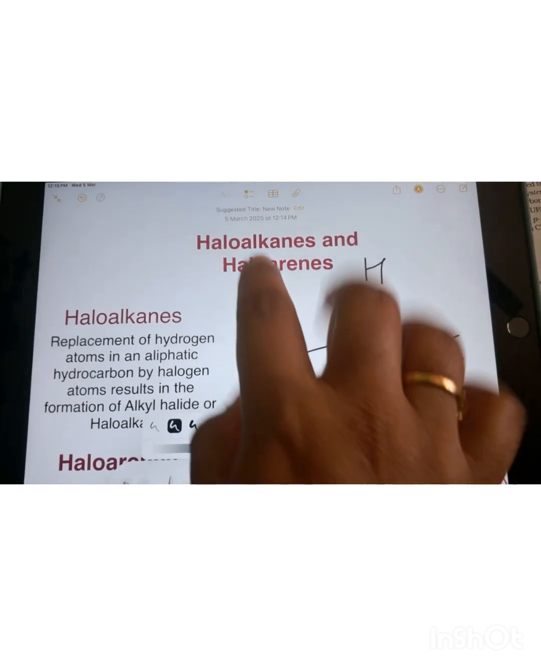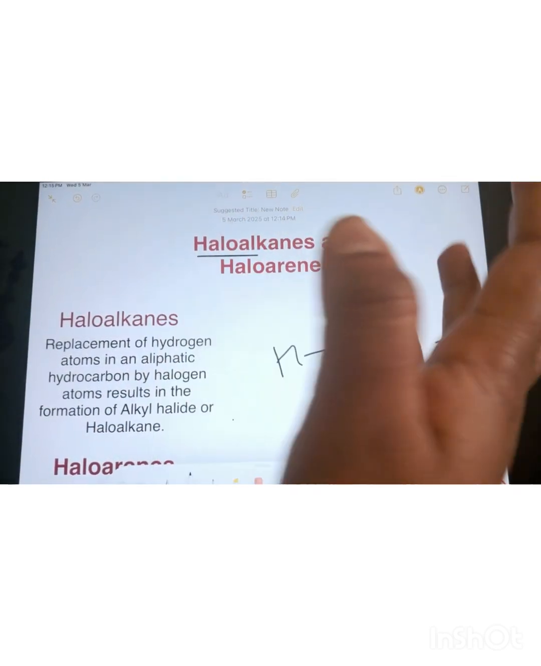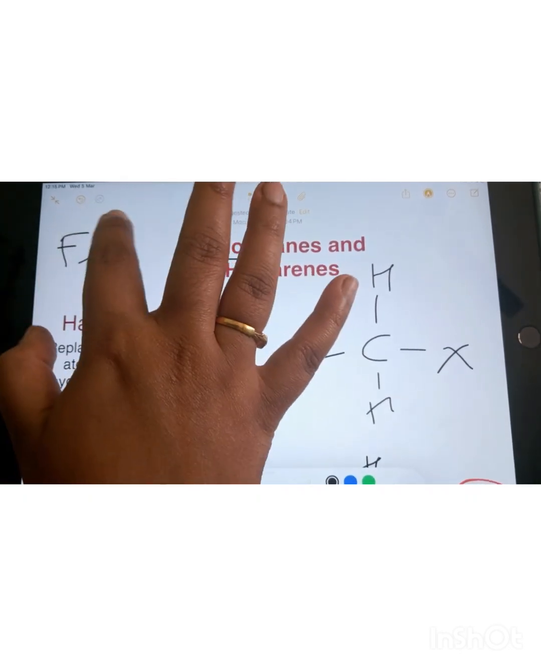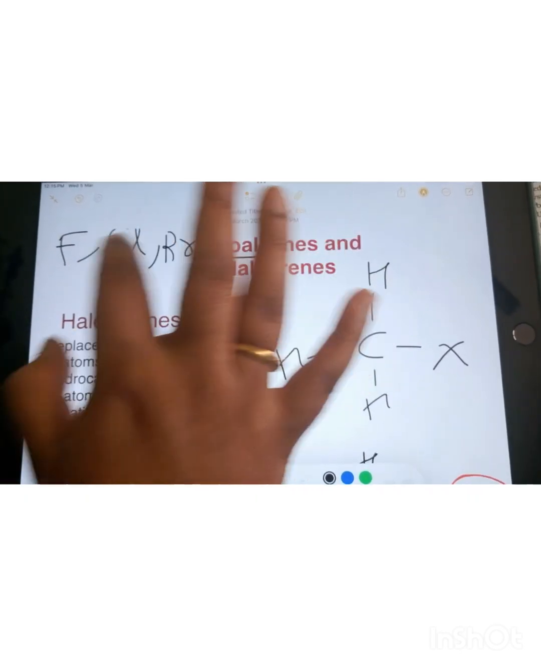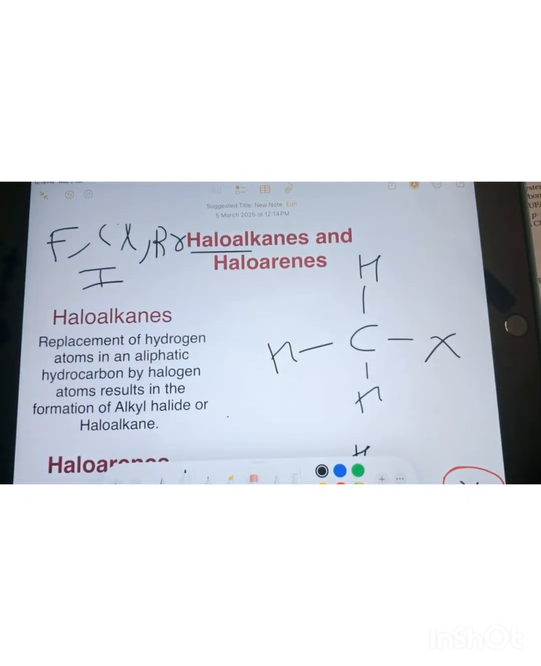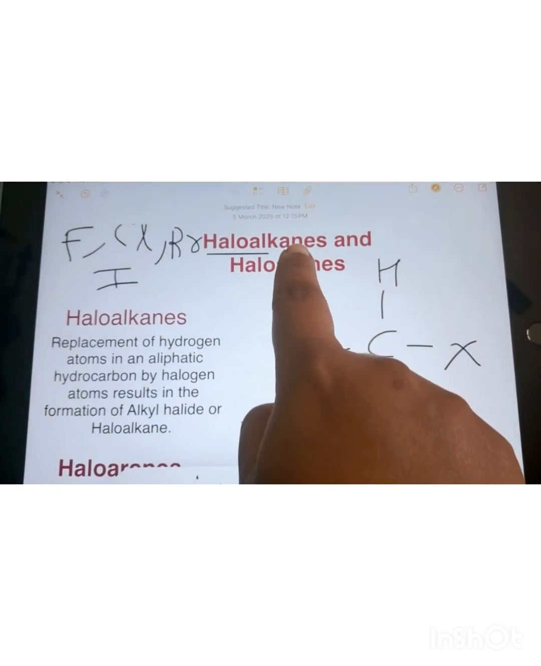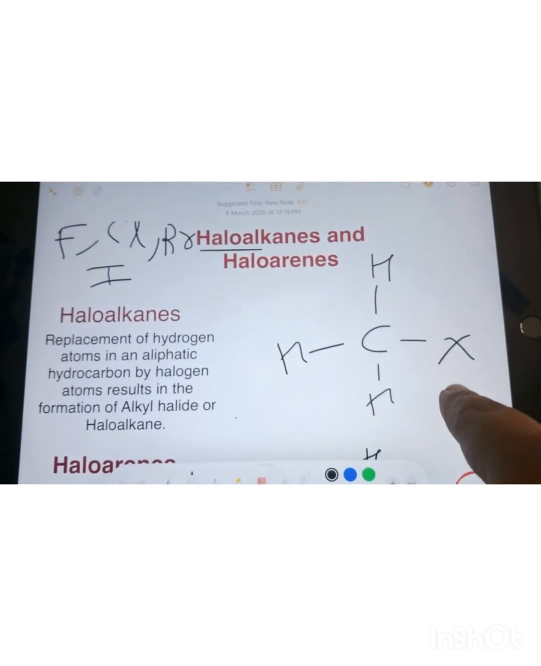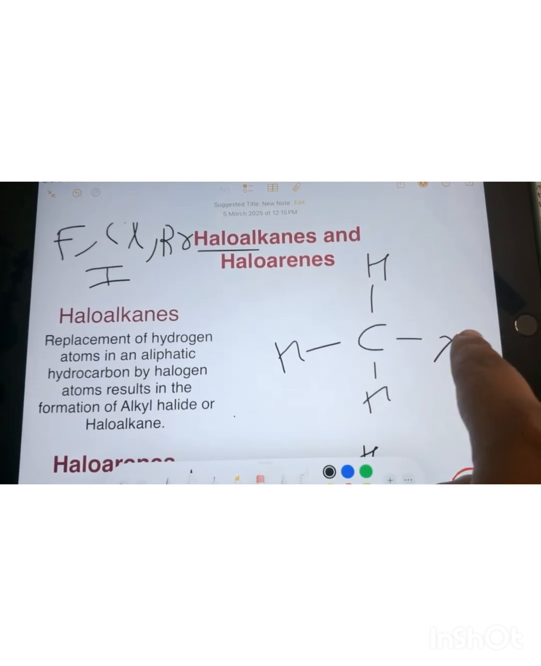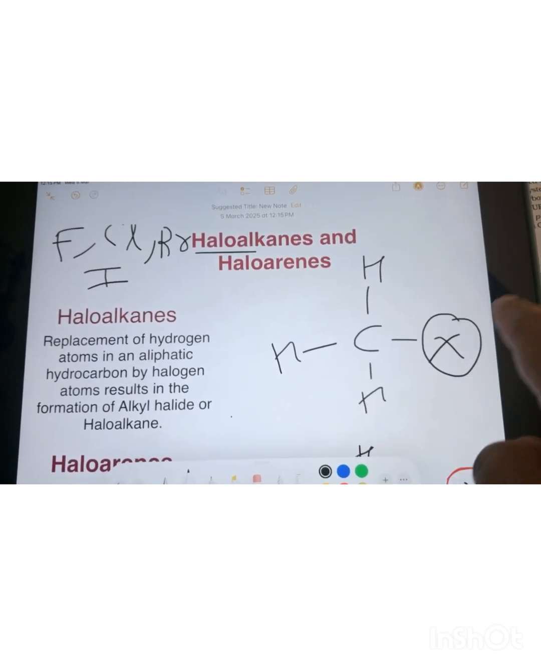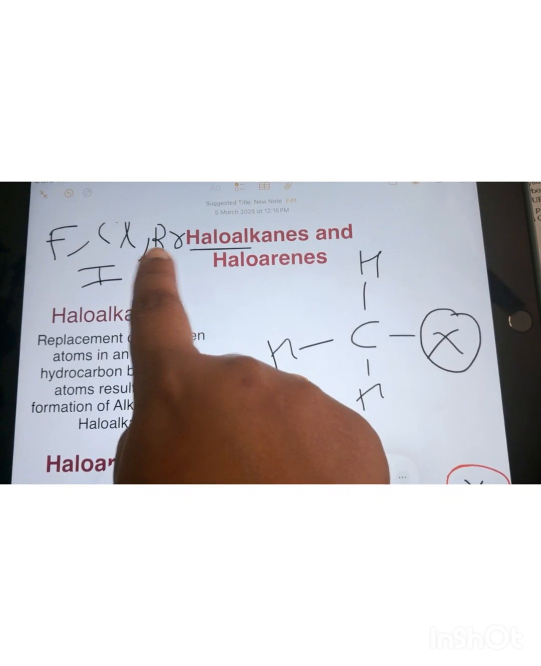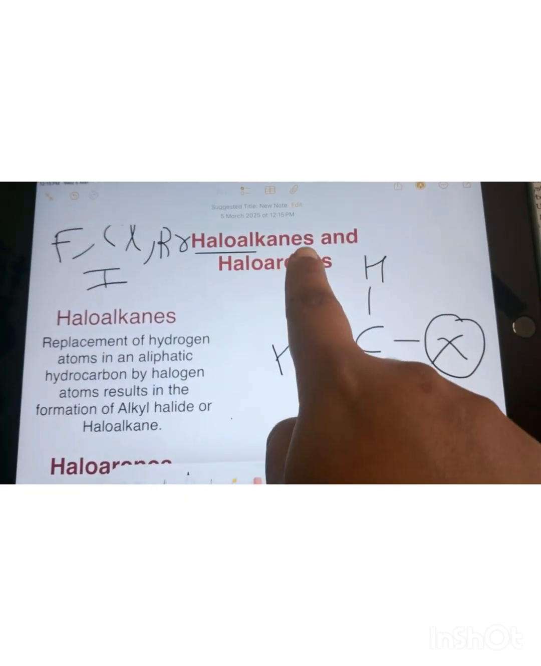Halogen is basically group 17, that is fluorine, chlorine, bromine, iodine. If these halogens replace one of the hydrogen atoms of alkanes, then they form haloalkanes. You can see this as a methane group. Methane is nothing but CH4. One of the hydrogen atoms has been replaced by X. X is nothing but a halogen. Then they form haloalkanes.